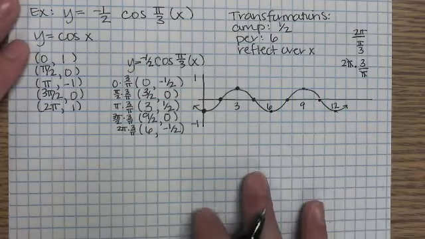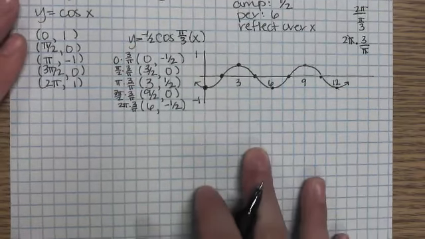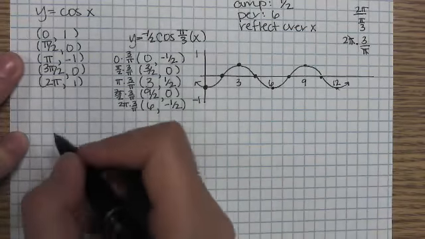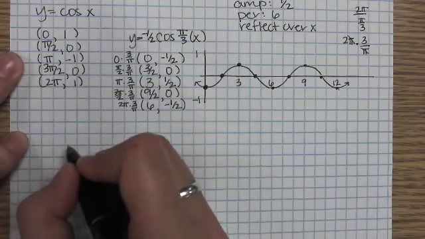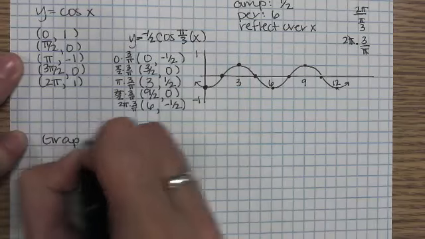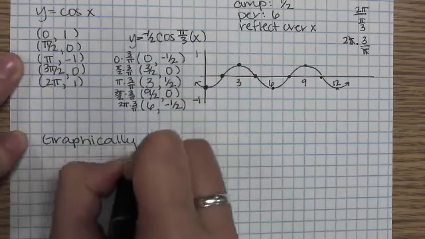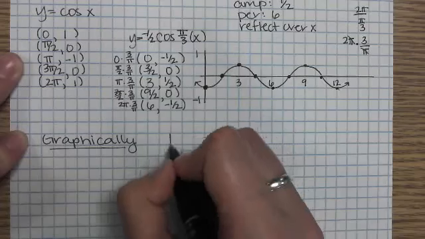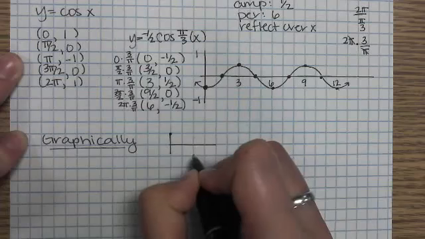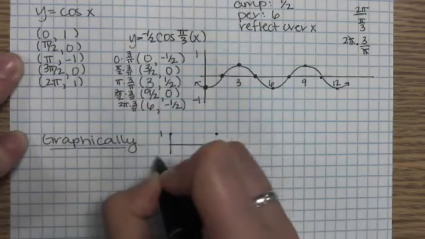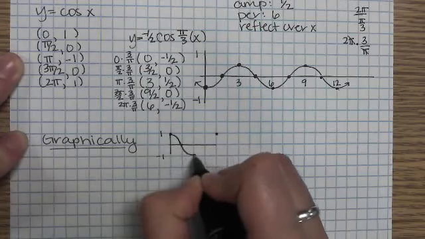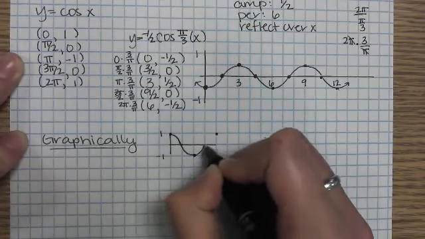Alright, so that was algebraically. We're going to go ahead and do this one graphically now. So the first thing that we want to consider is what a typical cos graph would look like. A typical cos graph starts up at 1, and then it crosses through 0, and then it goes to -1, and crosses through 0 and goes up to +1 again. That is a typical cos graph.